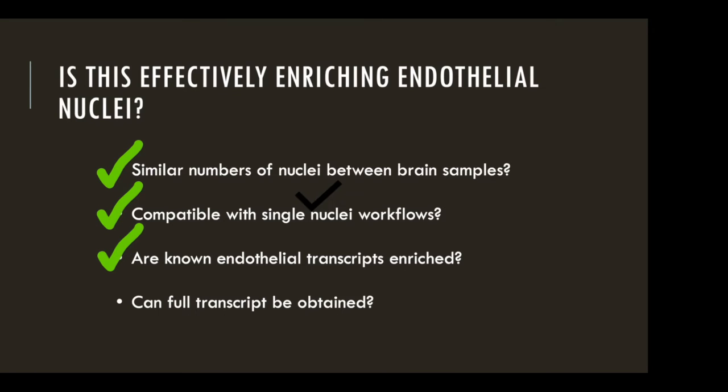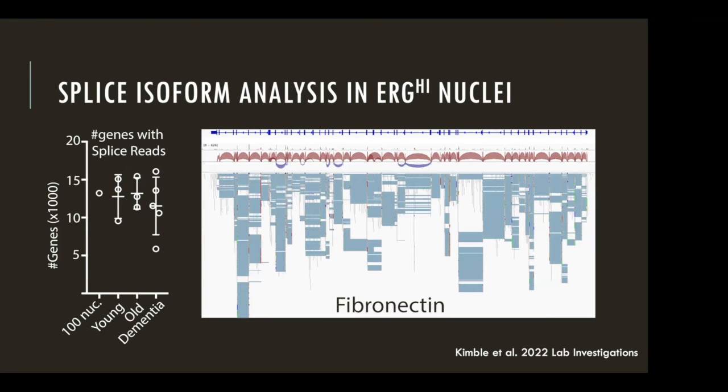So yes, known endothelial cell transcripts are enriched. And so then the final question is, in the bulk sequencing, I just showed you that we're highly enriching endothelial cell transcripts. Now, can we obtain full transcript information? Can we look at splicing patterns in those nuclei that are endothelial cell nuclei? And so this data is showing us that we can.